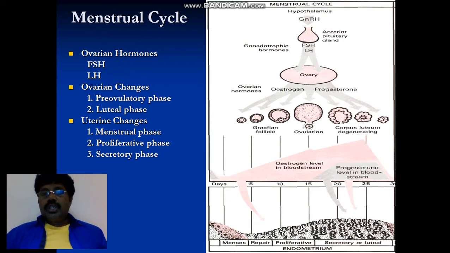You can see the picture here: the hypothalamus and gonadotrophic releasing hormone, which stimulates the secretion of FSH and LH that act on the ovary. The ovarian hormones like estrogen and progesterone are secreted. This is the way the Graafian follicle forms, ovulation starts, and that changes into the corpus luteum, which then goes through a degenerating process. At the bottom you can see the menstrual repair, proliferative and secretory luteal phase.